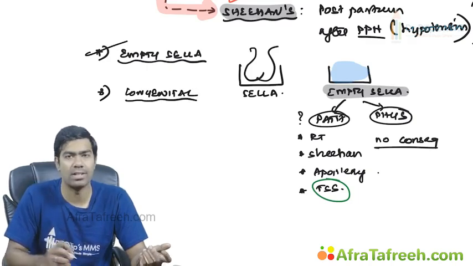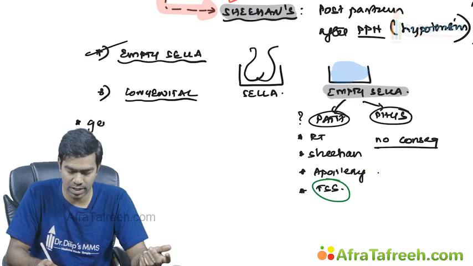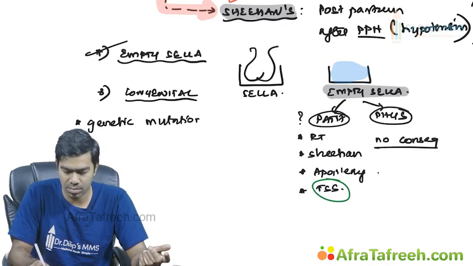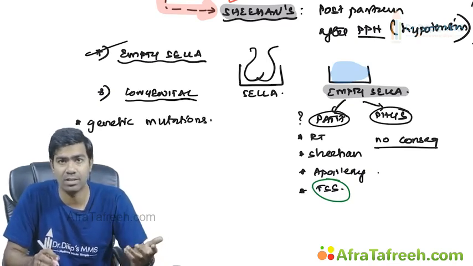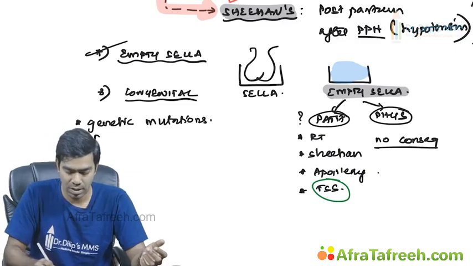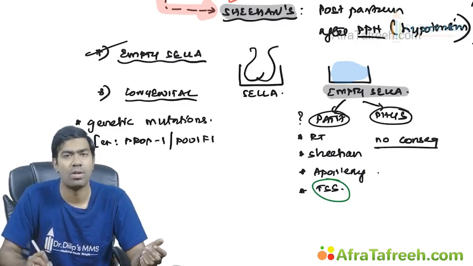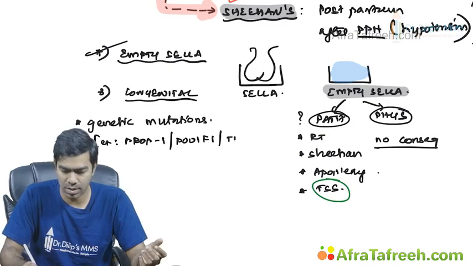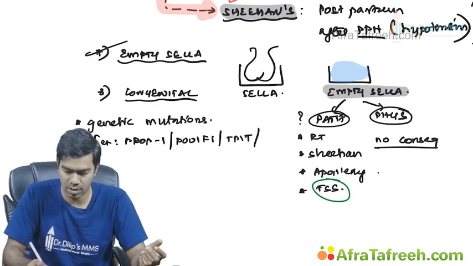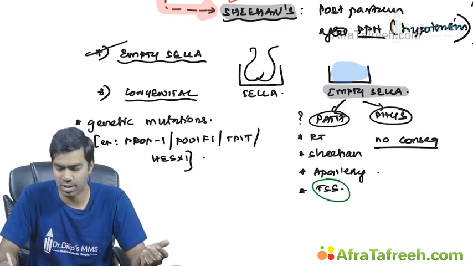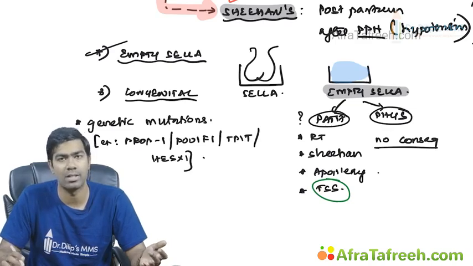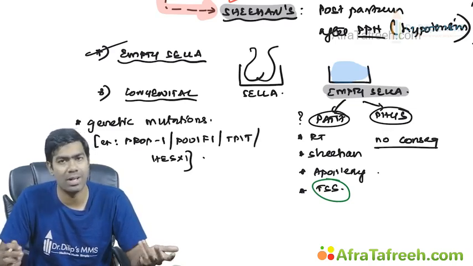And number 8, a lot of congenital conditions can produce hypopituitarism. What are the congenital conditions? It could be arising out of a genetic mutation. Usually genetic mutations arise from mutations of transcription factors that code for normal development of the pituitary. For example, you can have a PROP1 mutation, or a POU1F1 mutation, or a TPIT mutation, or a HESX1 mutation, or even a PIT1 transcription factor mutation. All these things can result in hypopituitarism because of abnormal development of the pituitary.